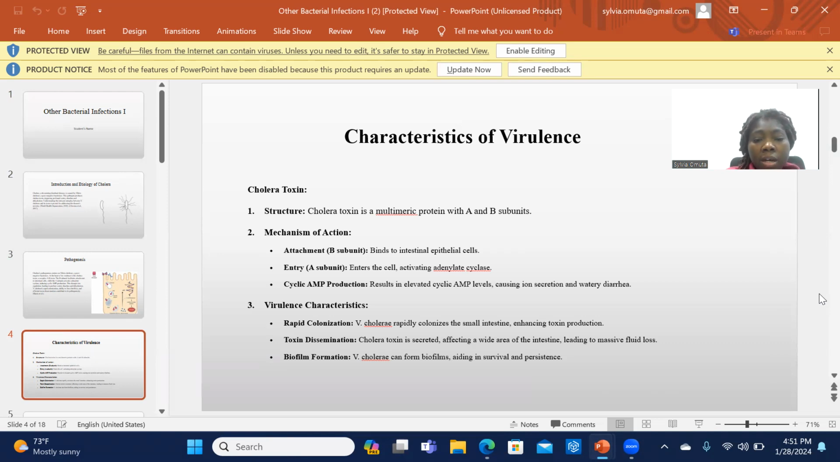Virulence characteristics. Rapid colonization: V. cholerae rapidly colonizes the small intestine, enhancing toxin production. Toxin dissemination: cholera toxin is secreted, affecting a wide area of the intestine, leading to massive fluid loss. Biofilm formation: cholera can form biofilms, aiding in survival and persistence.